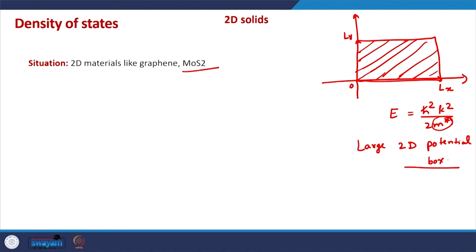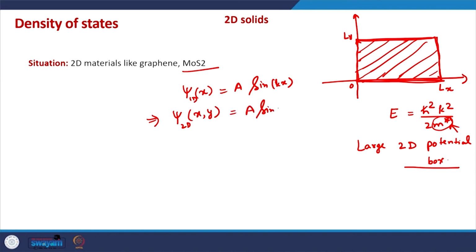Since the effect of crystalline potential has been encapsulated in the effective mass, we just need to solve the Schrodinger equation for the entire solid. This becomes a very large potential box, as large as the solid is, but a 2D potential box. The solution of the wave function in a 1D potential box was A sin kx. Generalizing this to the 2D case, it will be A sin kx x times sin ky y.